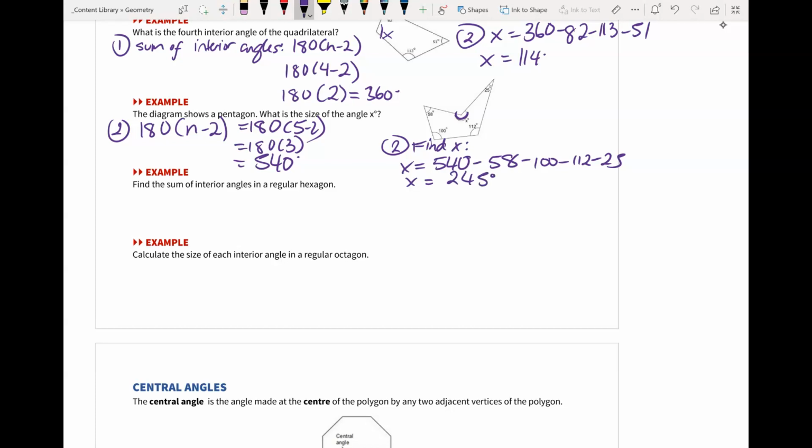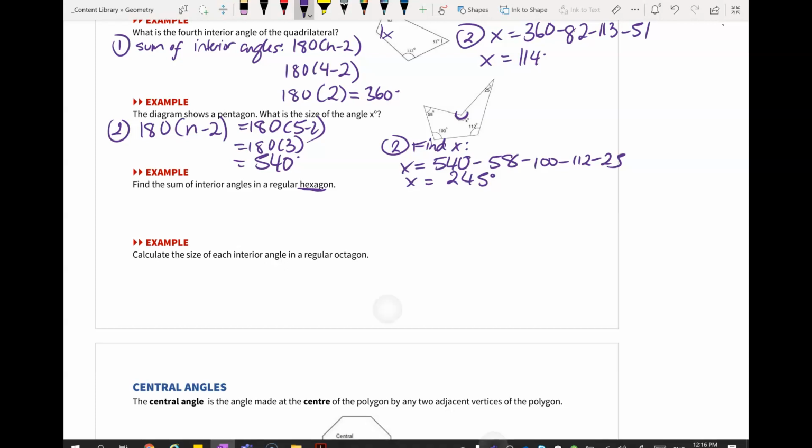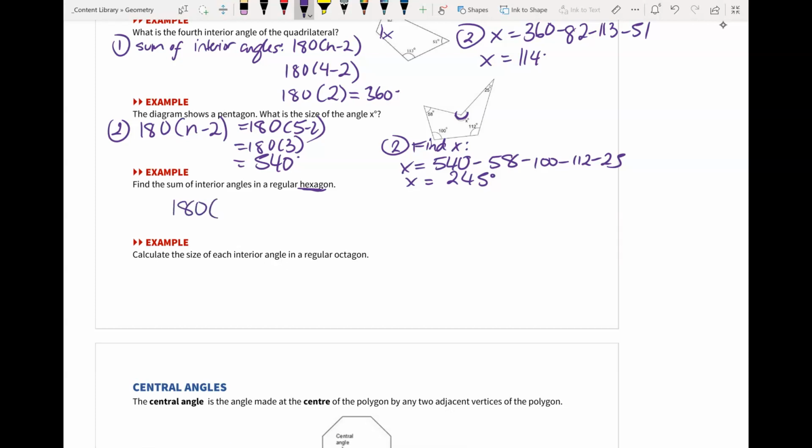Moving on to our next example, we just want to find the sum of the interior angles in a regular hexagon. So a hexagon has 6 sides, which means it has 6 angles. So that means our n is going to be 6.